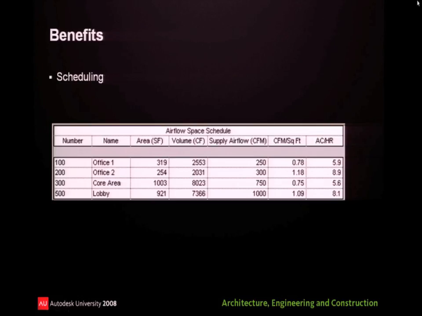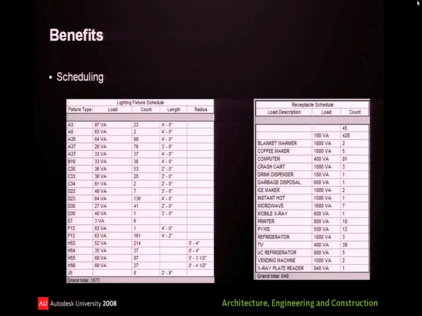You can get CFM per square foot. You can compare supply versus return air to look at the pressure in the room. This is just showing a supply, but you could add exhaust and return air on there as well. I think this has a lot of promise, and it's here.